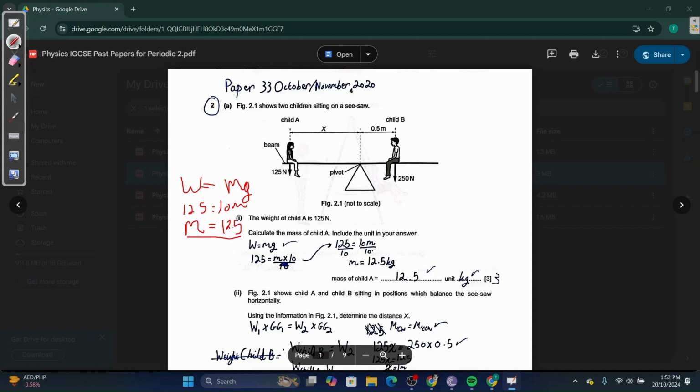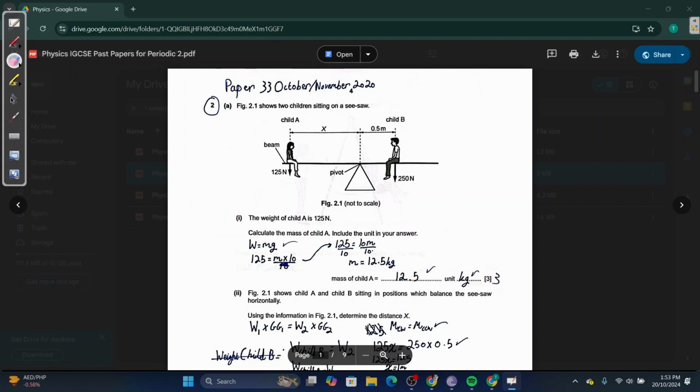12.5. That's our answer. Now, keep in mind the SI unit of mass is kilograms, so our full answer is 12.5 kg. They said to include the units in our answers. Okay, so it's out of 3 marks. You get the first mark for saying W equals mg. You get the second mark for saying 12.5, and you get the third mark for saying kilograms.